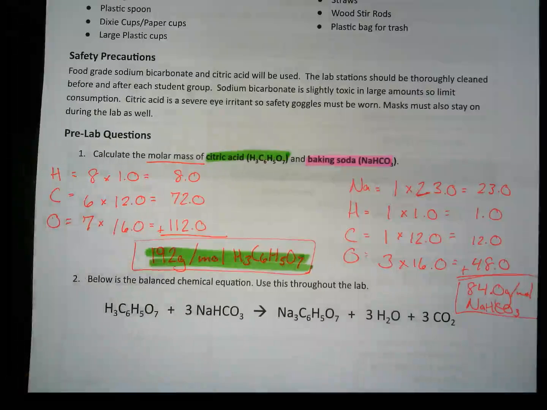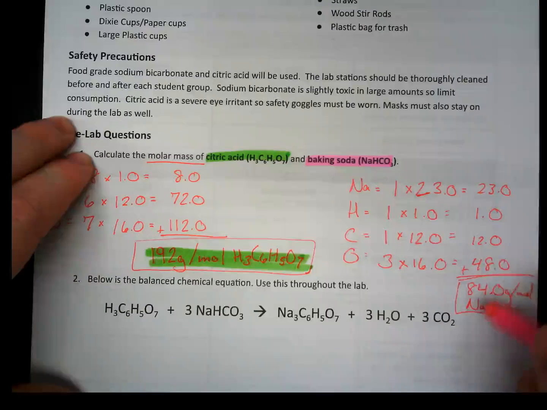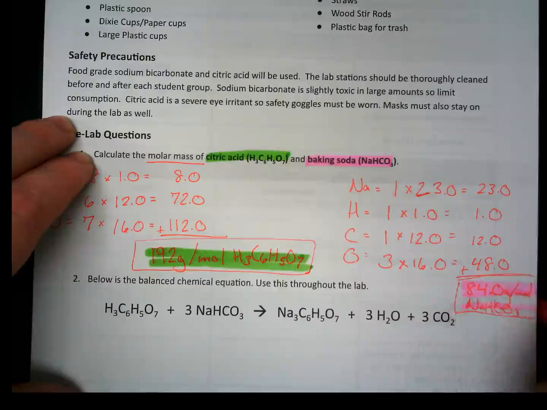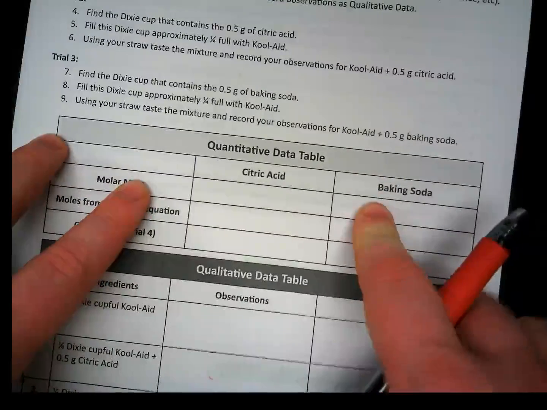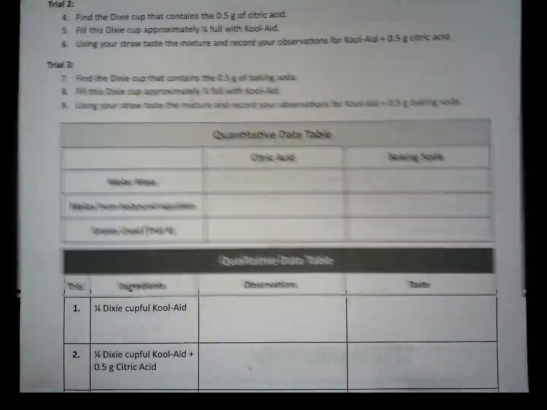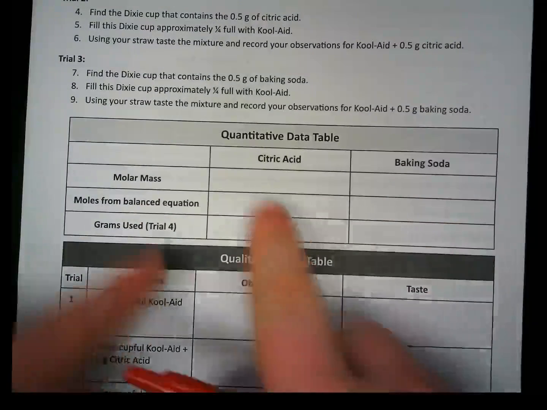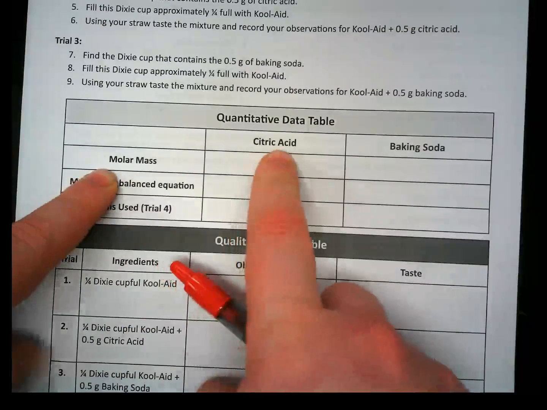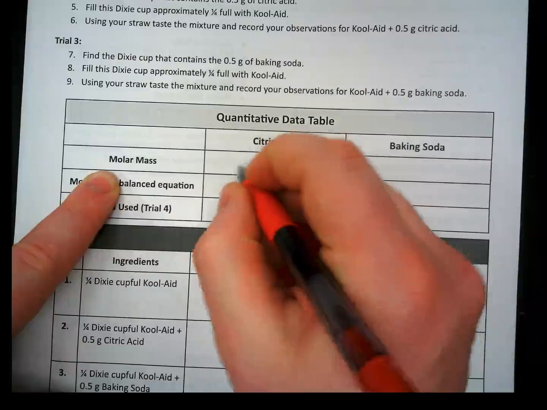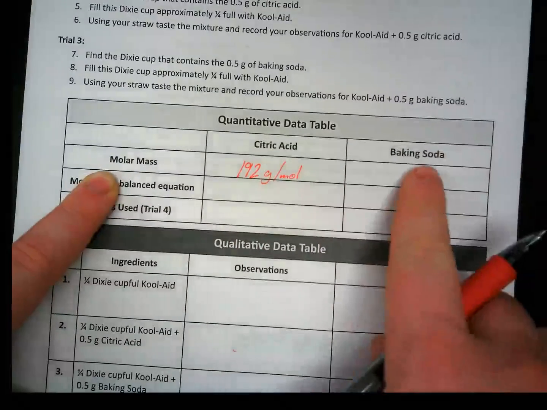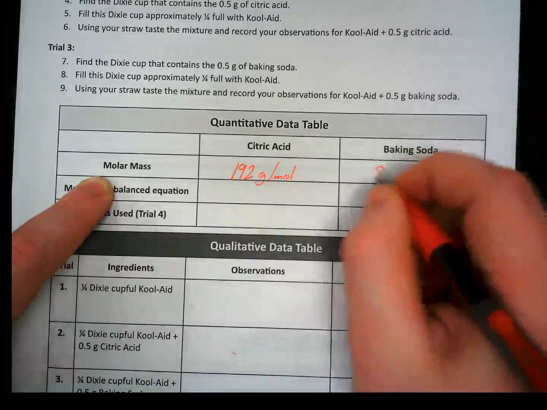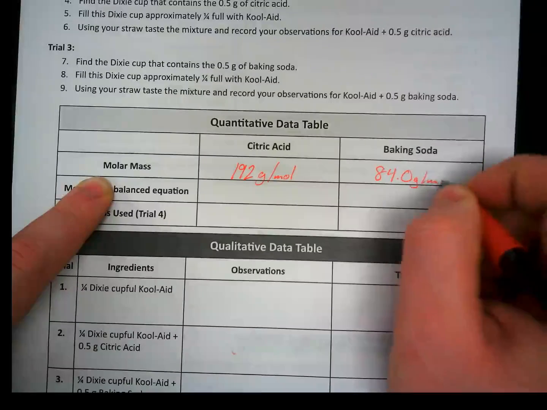And then we've got that right there. Now, before we go to this next one to see what we're doing with that, we've got to log this into our data table. So let's flip it over and see that we've got some data tables here. We have the quantitative and then the qualitative data tables here. So in the quantitative is where we're going to be filling out this information. So the molar mass of our citric acid, well, we just found that. Molar mass of citric acid is 192 grams per mole. And then our baking soda is what we just figured, which is 84.0 grams per mole.